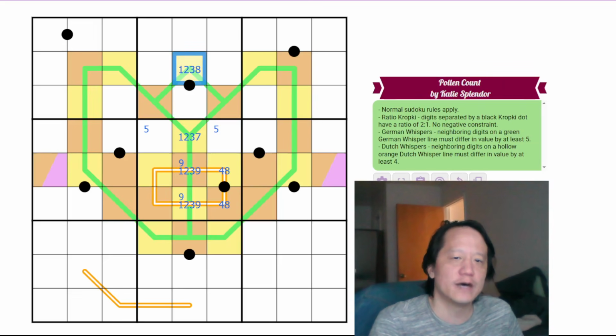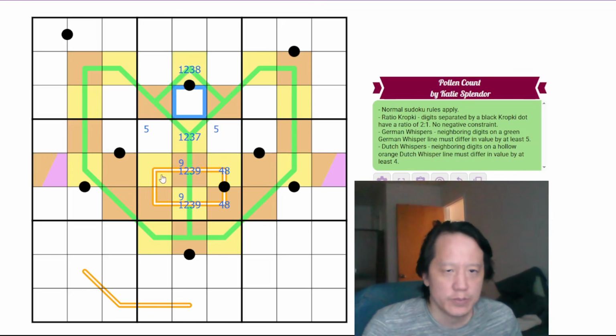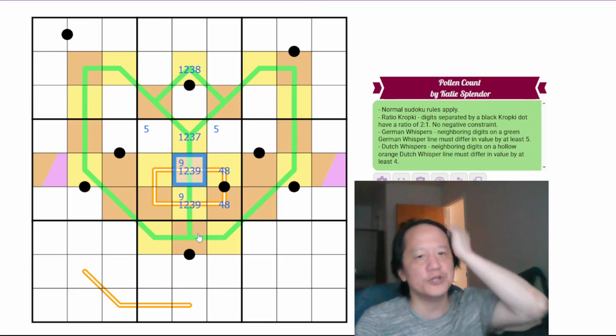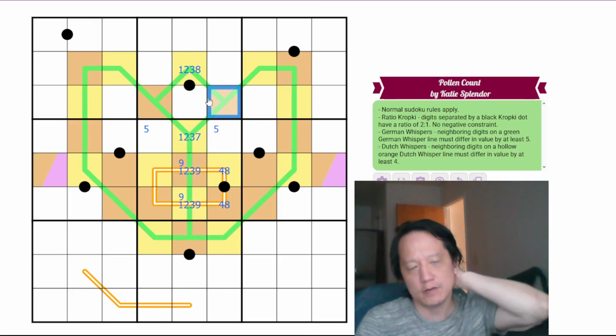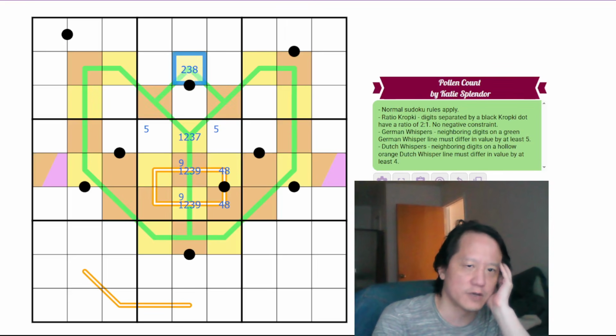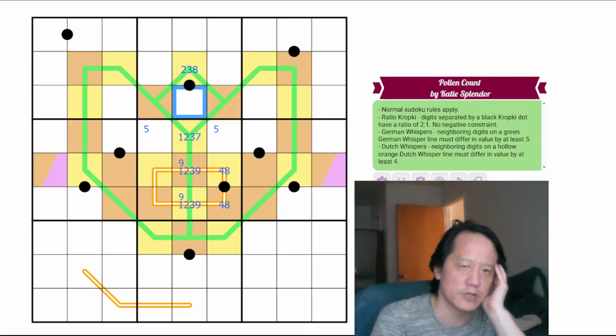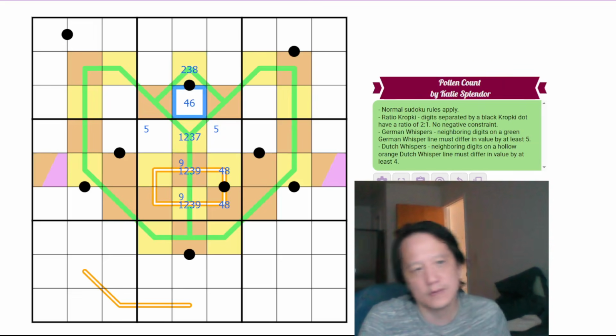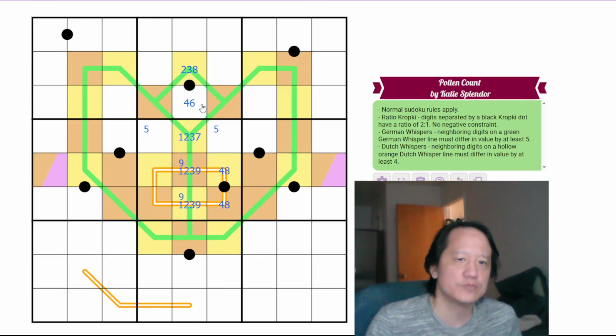So this cannot be 1, because if this were 1, this would have to be 2, but the yellows would all have to be 1, 2, or 3 to be next to 2 unique digits on a Whisper 5 line. So we can't have 1 here. We could have 2 here and 4 here, or 8 here with 4, and 3 with 6 as a possibility. But we don't know which one that is.